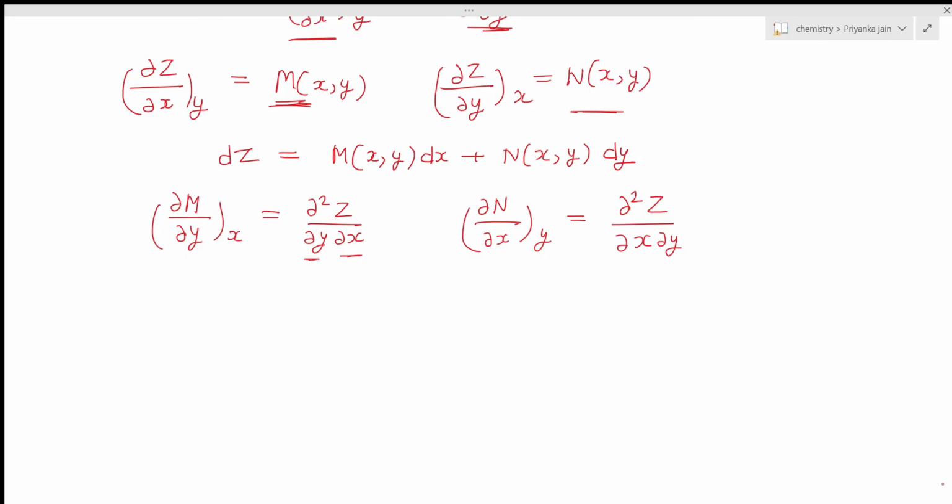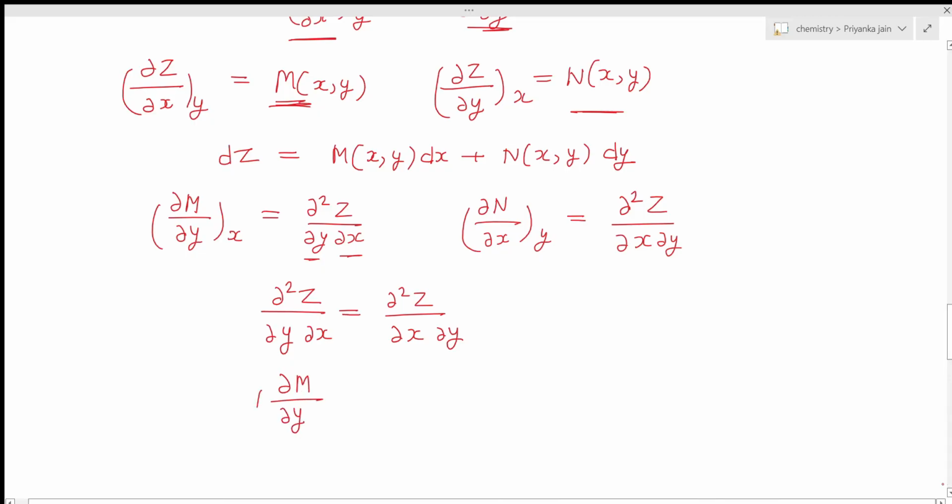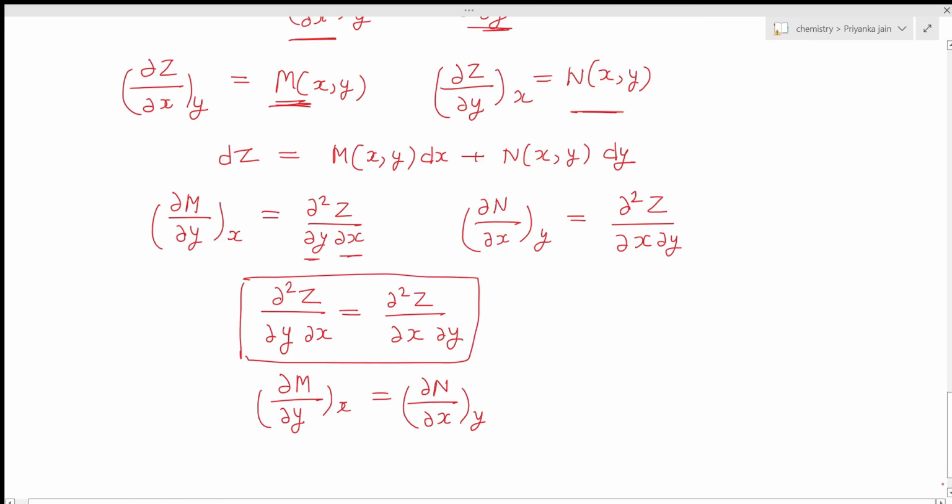Now, Euler's reciprocity theorem says that this del square z upon del y del x will be equal to del square z upon del x del y. Or we can say del M upon del y at constant x will be equal to del N upon del x at constant y. This is called Euler's reciprocity theorem. Why? Because this theorem says that if z is an exact differential, or if z is a state function, then it does not matter what the order of the differentiation is. We can do any differentiation first and any differentiation second.